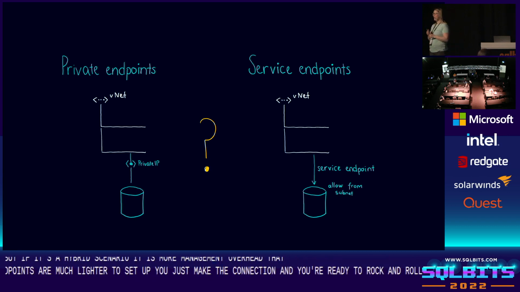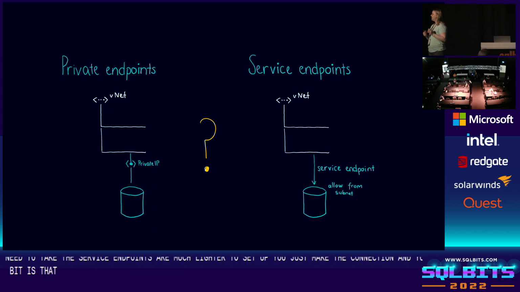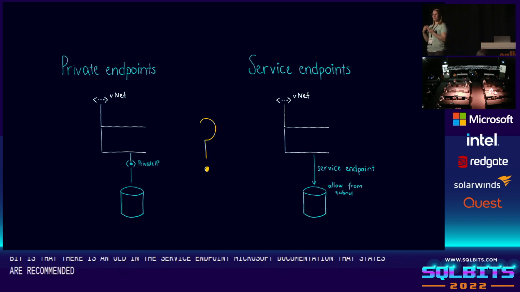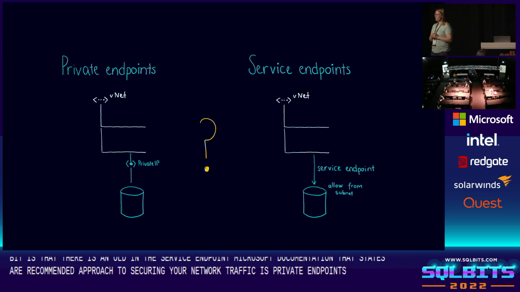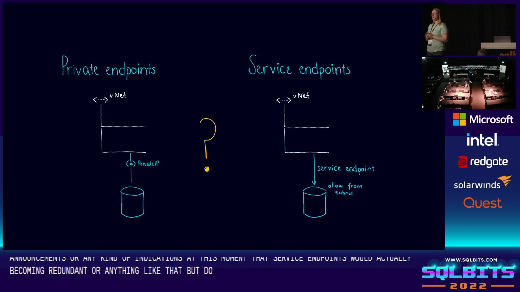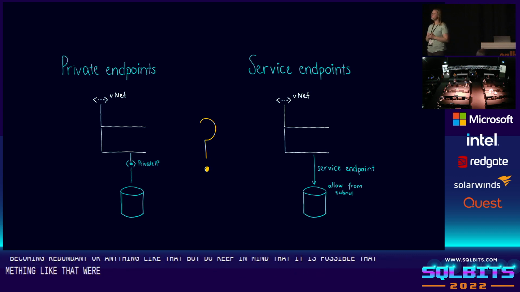And then the last bit is that there is a note in the service endpoint Microsoft documentation that states that their recommended approach to securing your network traffic is private endpoints. So there's no announcement yet or any kind of indication at this moment that service endpoints would become redundant or anything like that. But do keep in mind that it is possible that something like that were to happen.